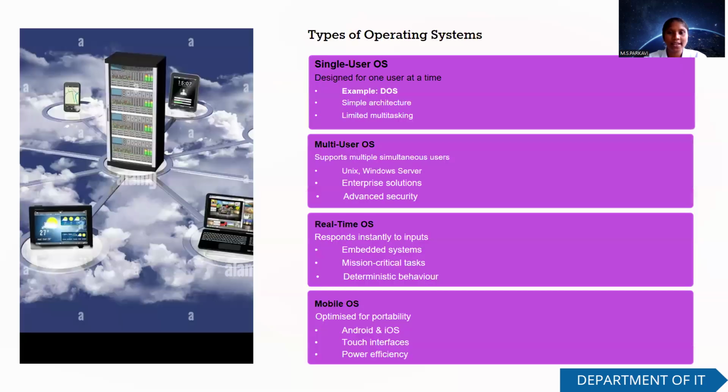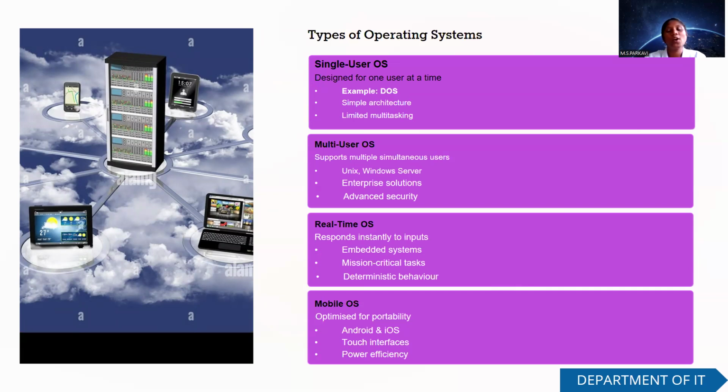Then next slide, we want to discuss the types of operating systems. The types of operating systems consist of mainly four types. First is the single-user operating system. The second type is the multi-user operating system. Third, the real-time operating system, and fourth, the mobile operating system.